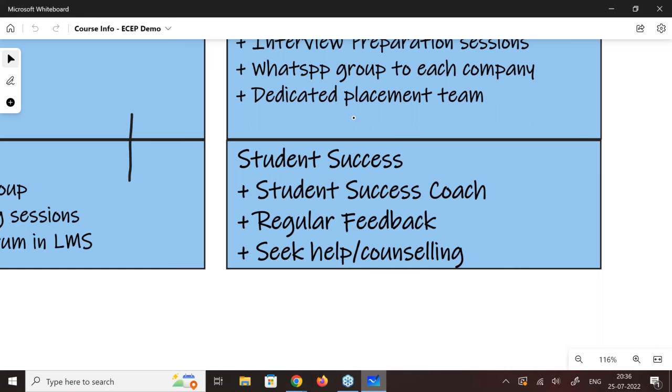So this is an overview of how the training is delivered. Please understand, it's not just about class and lab. There is more to it, which will help you to gain more knowledge and eventually get a good job.